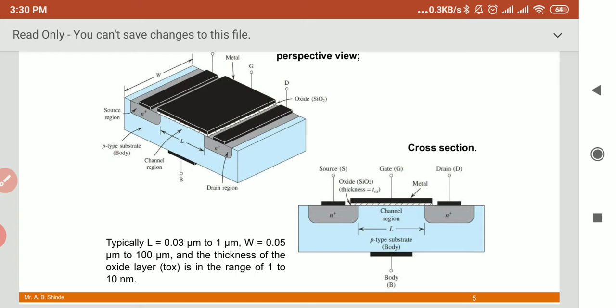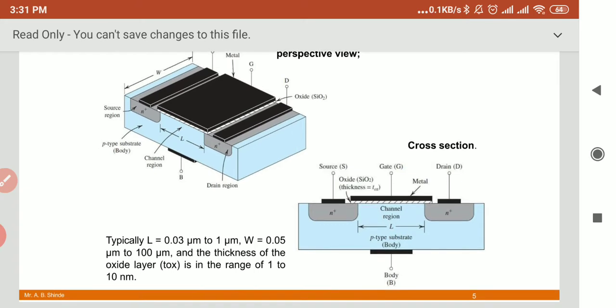If you see the construction here, due to the three layers we get an oxide capacitor. This oxide capacitance can be calculated as the ratio of permittivity to the thickness. The permittivity of free space is a constant and its value is 8.85 times 10 raised to minus 14 F per centimeter.